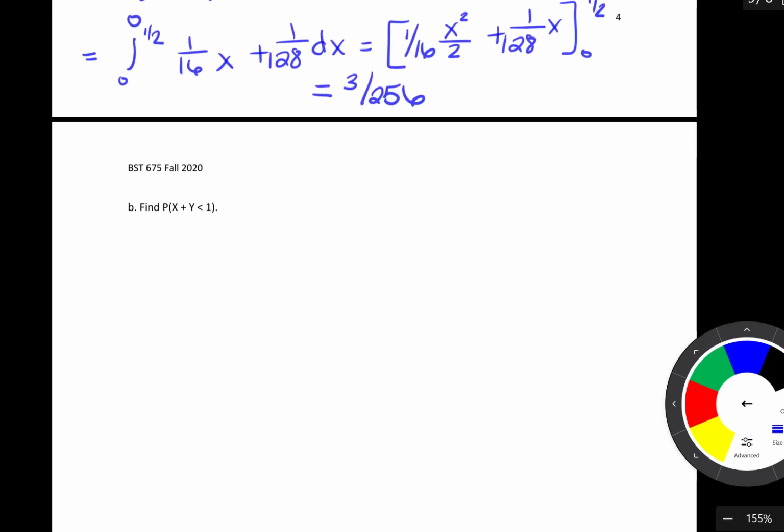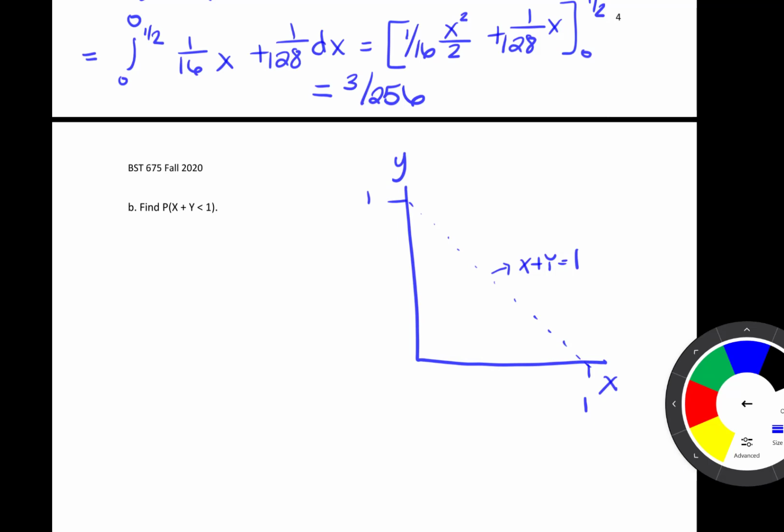Alright, we could also find the probability that x plus y is less than 1. So let's see what that would look like. And again, the first thing I'm going to do is draw a picture of the region over which I'm going to integrate. Now we know that both x and y are restricted between 0 and 1. And notice that this dotted line here is the line x plus y equal to 1. So if I want x plus y to be strictly less than 1, really what I'm doing is integrating over this space right here.